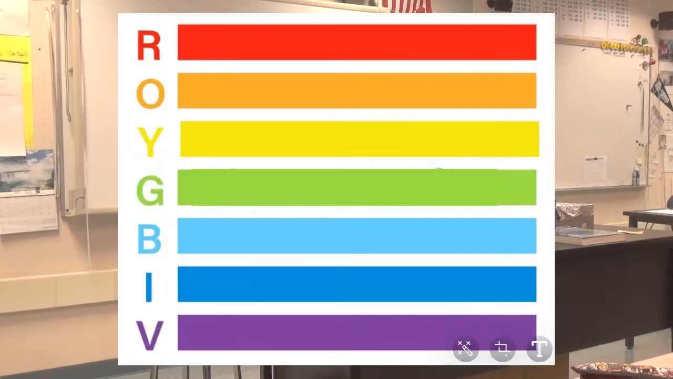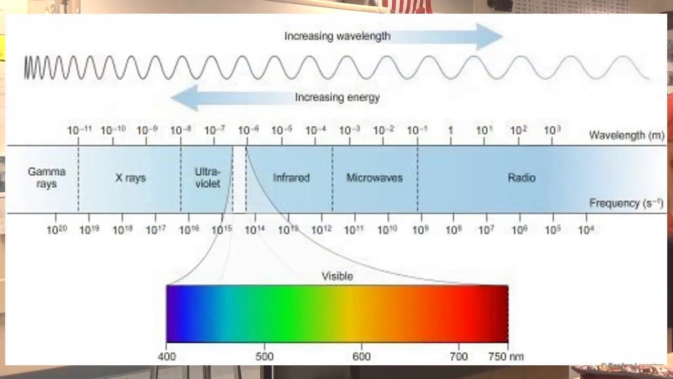The colors of the rainbow, yeah? Have you ever heard of Roy G. Biv? Who is Roy G. Biv? It's red, orange, yellow, green, blue, indigo, violet, right? Those are the colors of the rainbow, and those are different frequencies of light. Different frequencies of light correspond to different energies of light.